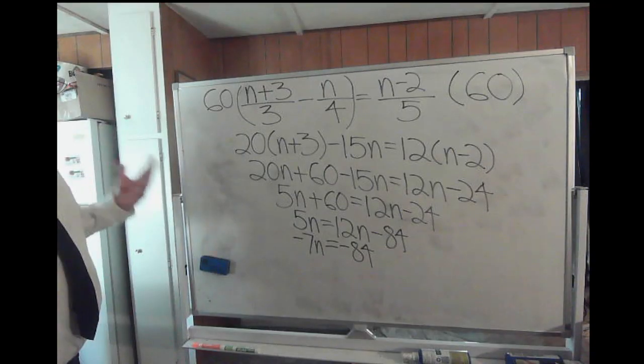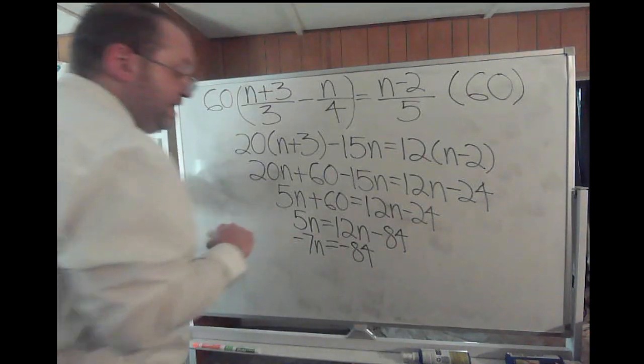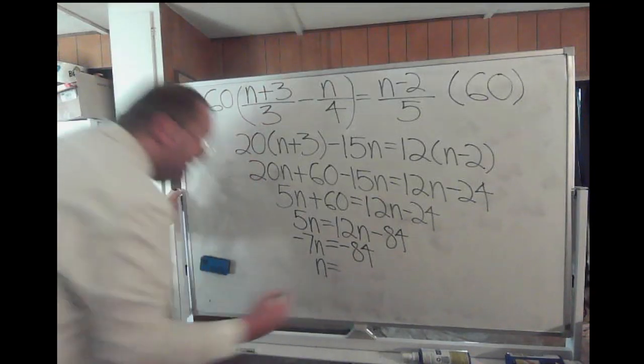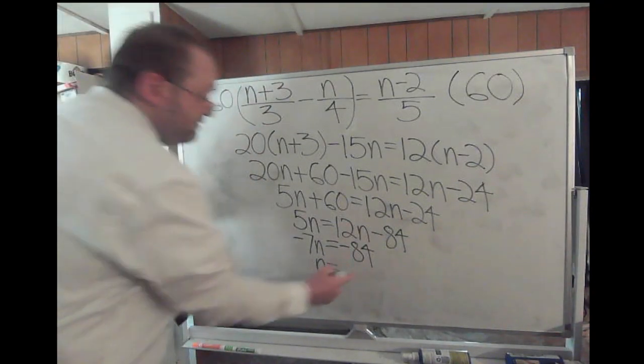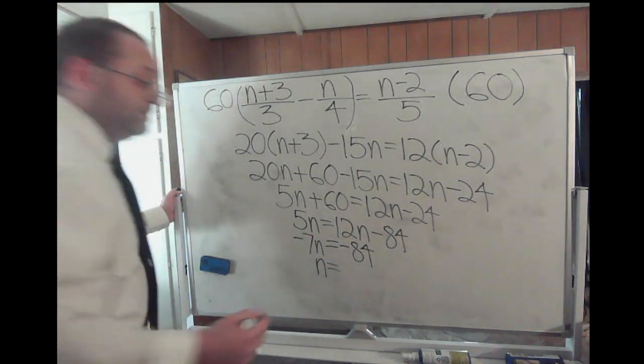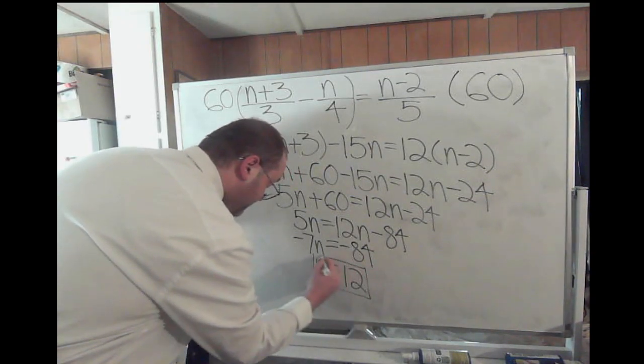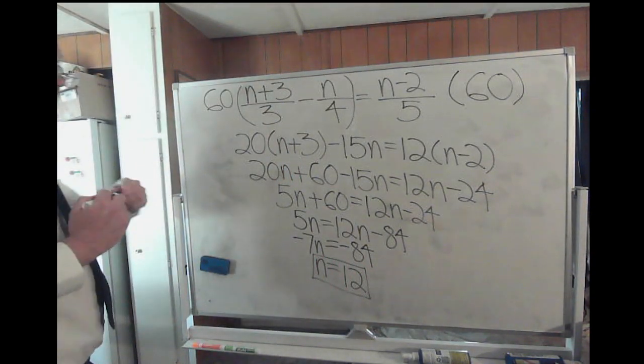In order to solve for n, we got to divide both sides by negative 7. Divide the left side by negative 7, you get n. Now you divide that negative 84 by negative 7, you get positive 12. So the answer you should get for this would be n equals 12.